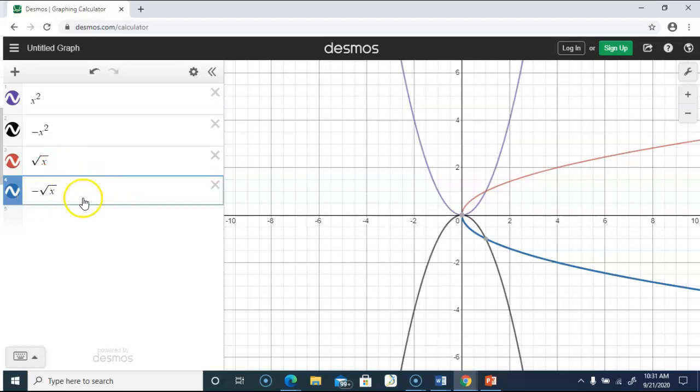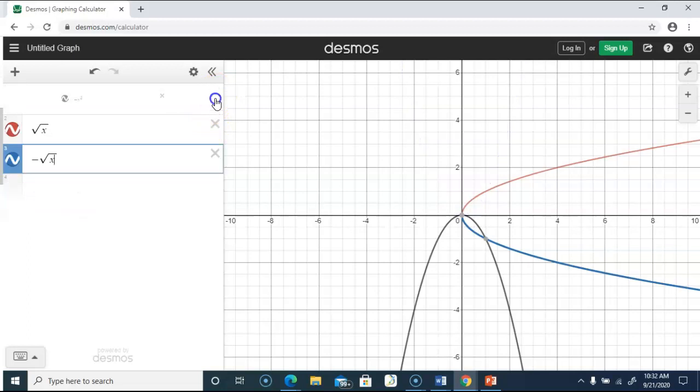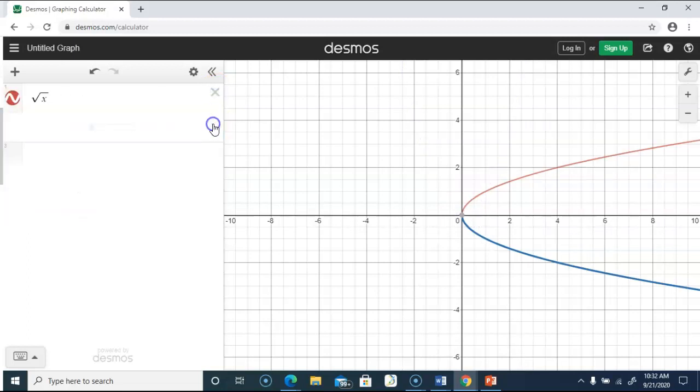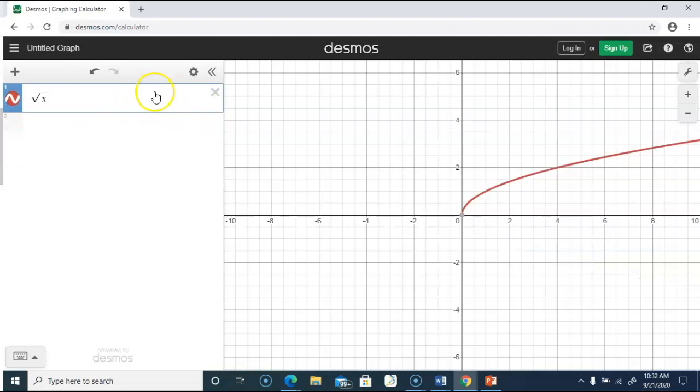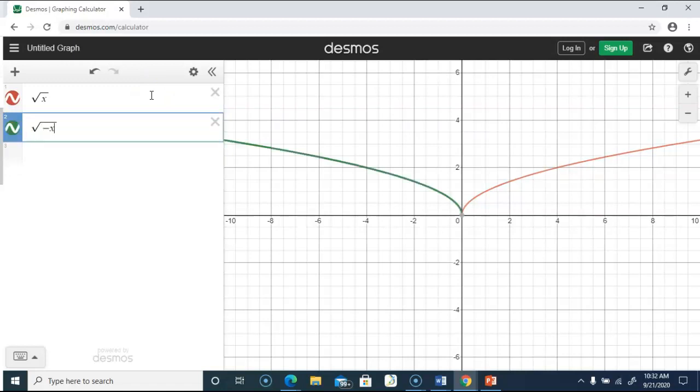If I change it and I want to do a reflection in the y-axis, I'm actually going to take off some of these here. So I'm going to look at this square root graph. If I want to do a reflection in the y-axis, then I'm going to have a negative inside of the function, and you can see that it went from being over here to being over here.